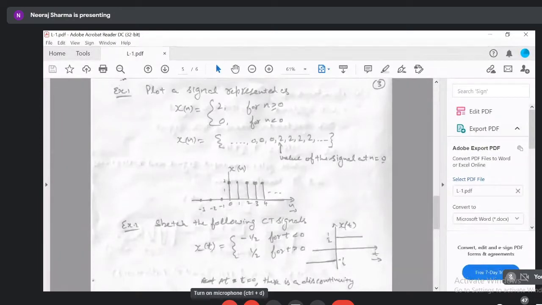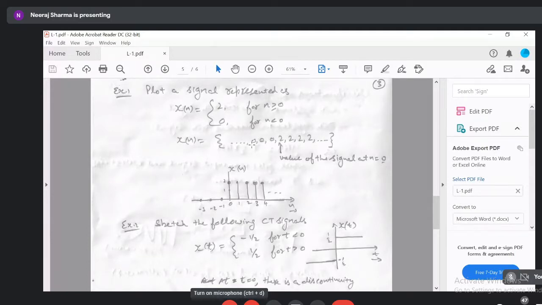Example number 1, you have to plot the signal. We have the mathematical representation with us, that is x of n is equal to 2 for n greater than or equal to 0, and it is equal to 0 for n less than 0. So this is the representation of the signal, that is when n is equal to 0, its magnitude is 2. At n is equal to 1, the magnitude is again 2, and so on. It remains a constant value, that is for n greater than or equal to 0. For n less than 0, its magnitude is equal to 0. So this is a kind of an infinite duration signal. इसको हम infinite duration signal बोलते हैं.